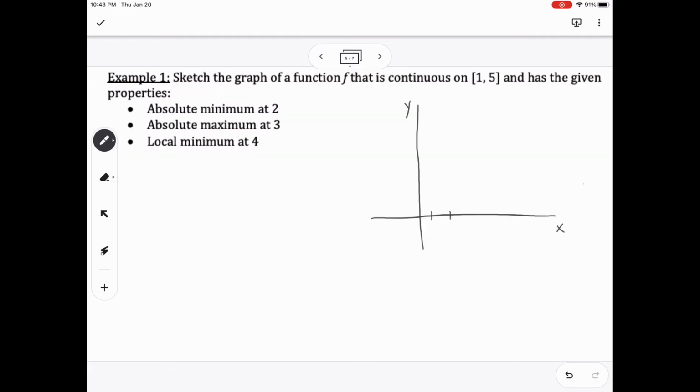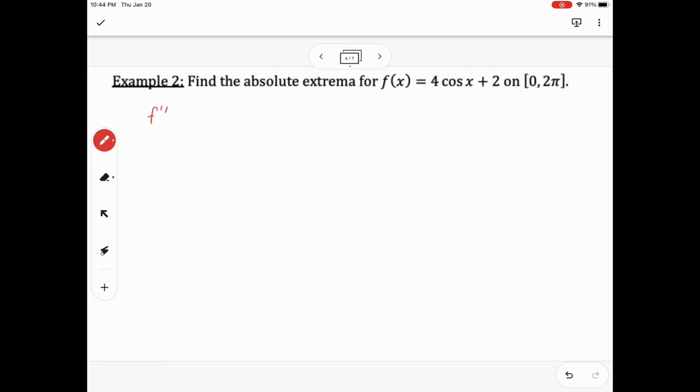So for example 1, we want to be able to sketch a function on a closed interval 1 to 5 given certain properties. I'm given that it's an absolute minimum at 2, absolute max at 3, and a local min at 4. I'm just graphing where I think that could be, and there's lots of different possibilities for answers here. For my absolute min at 2, I'm just going to make it the lowest. The 3, it's going to be the highest. 4 is a local minimum, so it's going to be lower than most of them, but not lower than the absolute minimum. And then I'm able to sketch my graph.